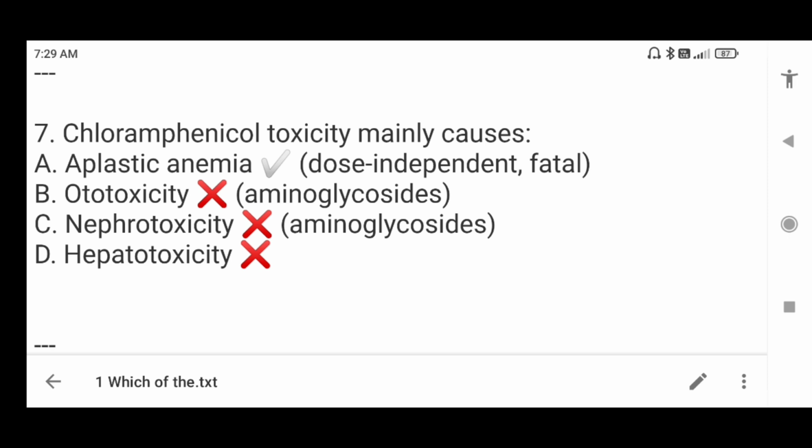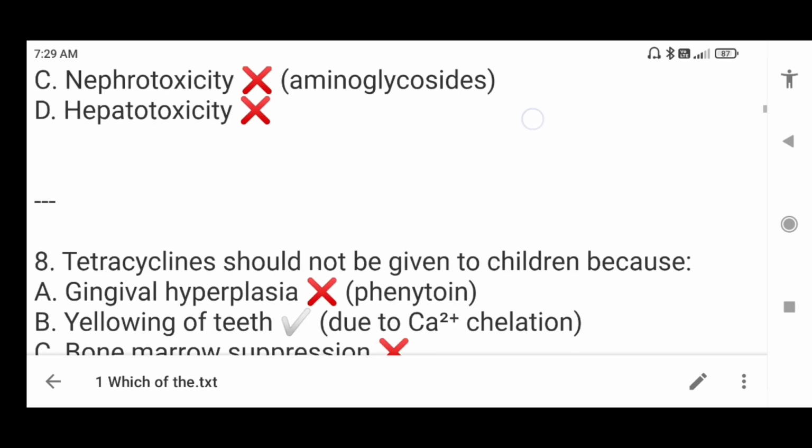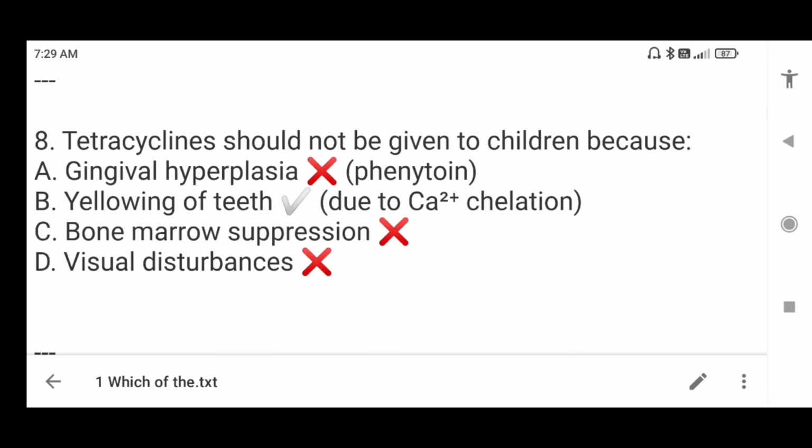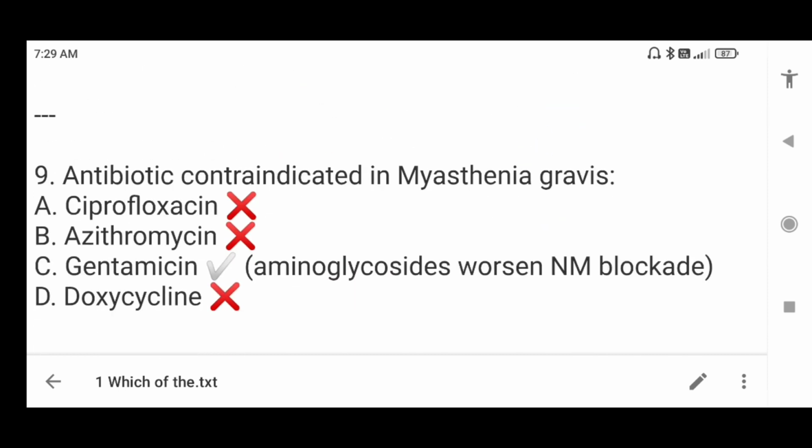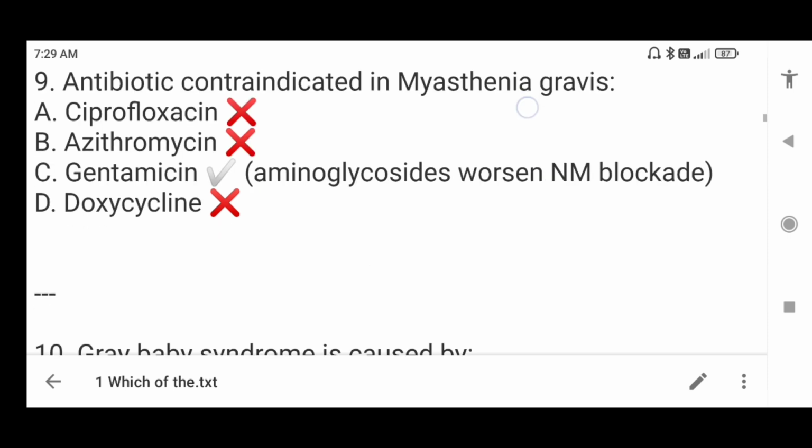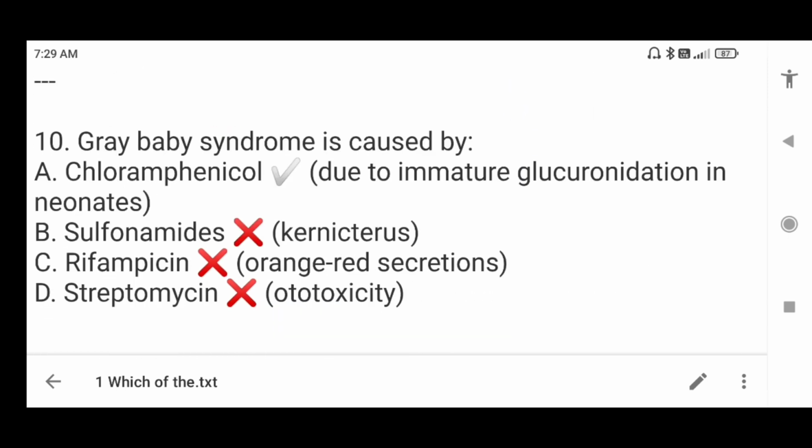Chloramphenicol toxicity mainly causes aplastic anemia. Tetracycline should not be given to children because of yellowing of teeth. Antibiotic contraindicated in myasthenia gravis: gentamicin. Gray baby syndrome is caused by chloramphenicol.